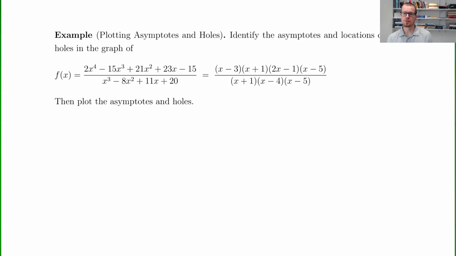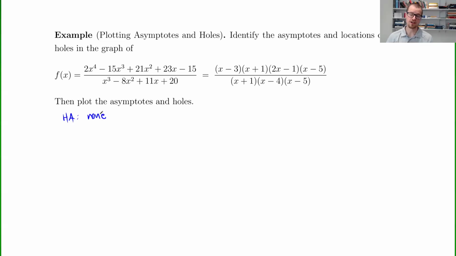Welcome. We want to take a look at an example of identifying asymptotes and locations of holes, and we want to plot those once we have them. All right. Our function in this case is a quartic divided by a cubic, so degree 4 divided by degree 3. So as far as a horizontal asymptote goes, there isn't one.